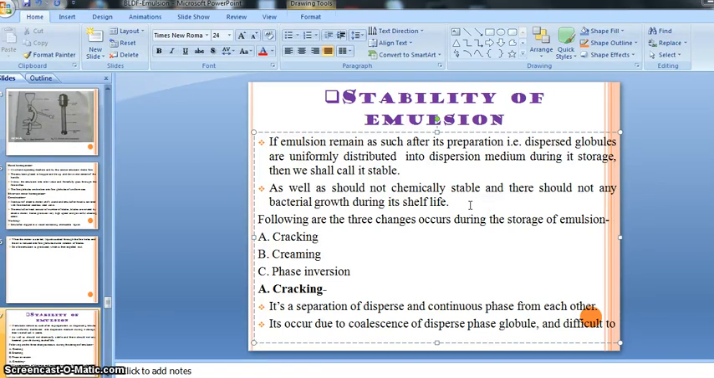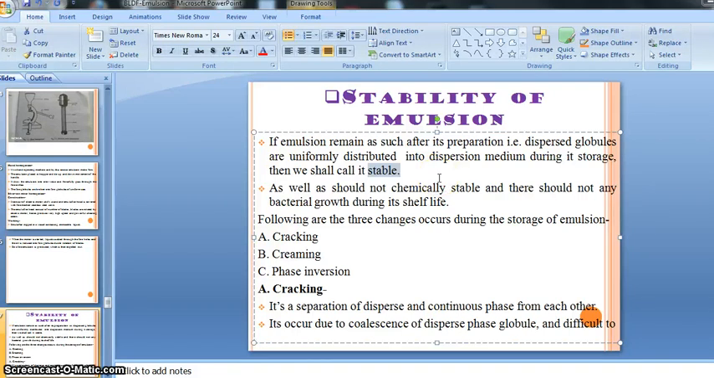So let's begin. If an emulsion remains as such after its preparation, that is, the dispersed globules are uniformly distributed in the dispersion medium during its storage, then we shall call it stable, right? This is one definition, or a simple meaning, of stability. Why and when do we call our preparation stable? So this is the one question, right? Before solving that question, we should know the meaning of stable or stability.